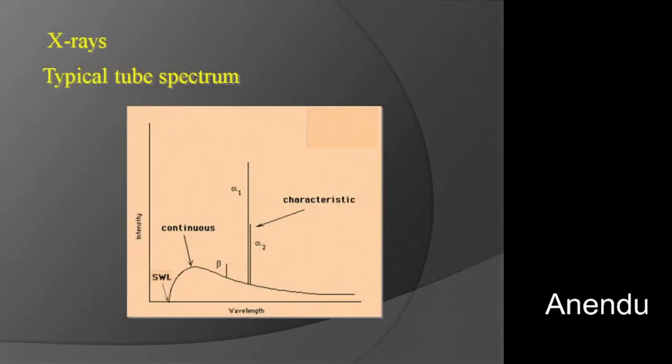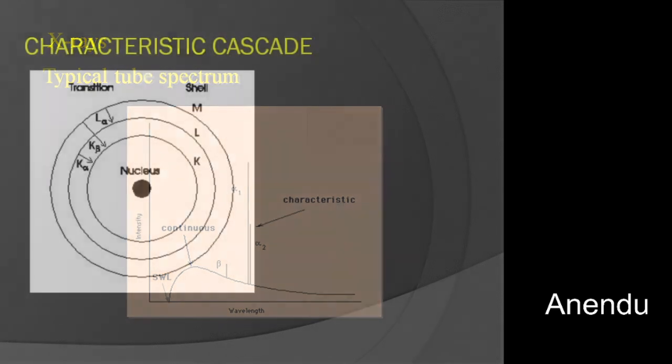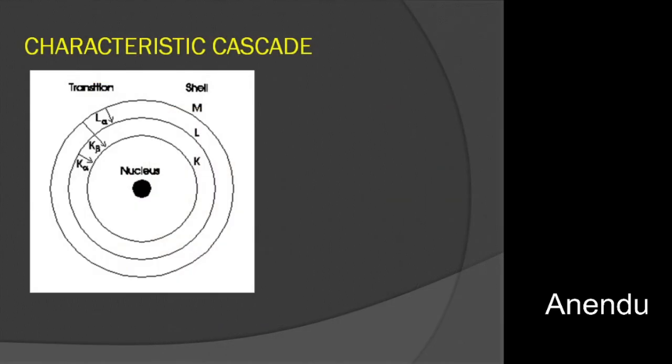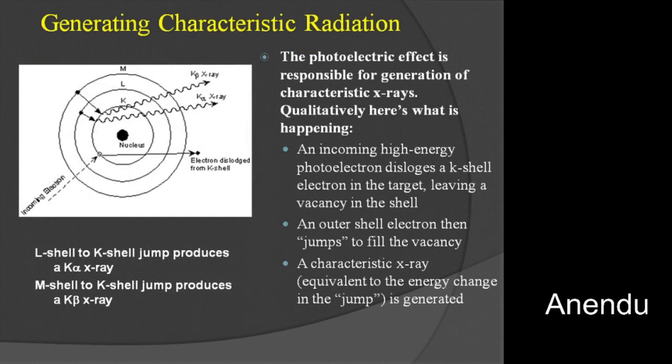line. Here is the characteristic curve. We see alpha and beta certain peaks, which is the characteristic curve. And if the electron comes from the L shell to the K shell, we get the K alpha line, and from the M shell to the K shell we get the K beta line, and so on. This is how the K alpha, K beta lines are produced.